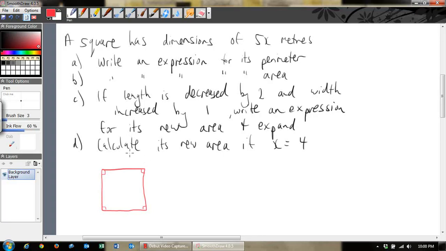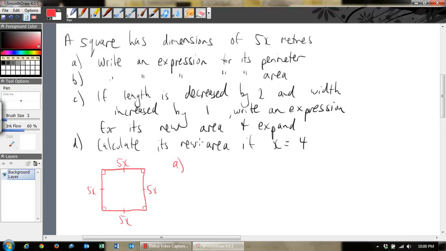So here's our square, and it's got dimensions of 5x meters. And just remember what a square means. It means it's got all the same length sides. So every side is 5x. So I'll just write that: 5x, 5x, 5x, 5x. Okay, fantastic. Let's get started.